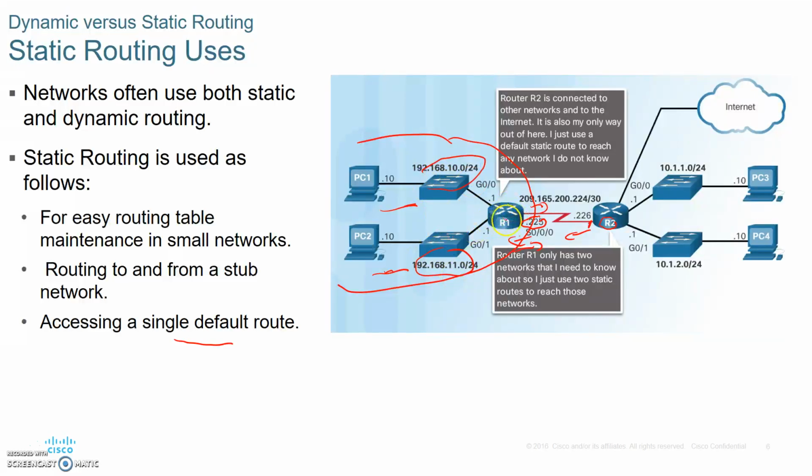So for R1, we can configure a gateway of last resort or default route to exit from 000 to go out. So we can just use a default route to go to any network that I do not know, to go to the remote network. So in this simple network, we can just use a static route instead of a dynamic routing protocol.